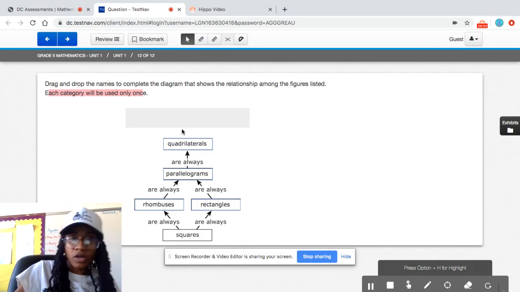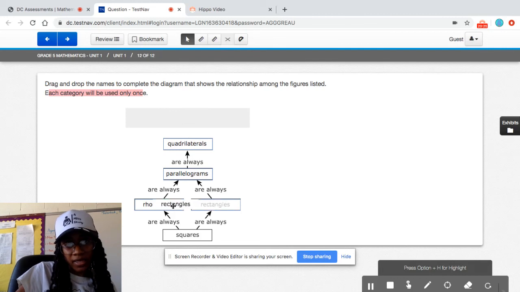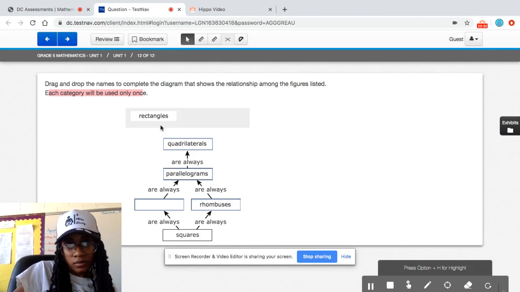Notice I've dragged and dropped everything where they are, and there's nothing left over. If I want to swap these out, I can't. In order to swap them out, you have to drag them back to the original location, and that clears the field. And now I can move something over.